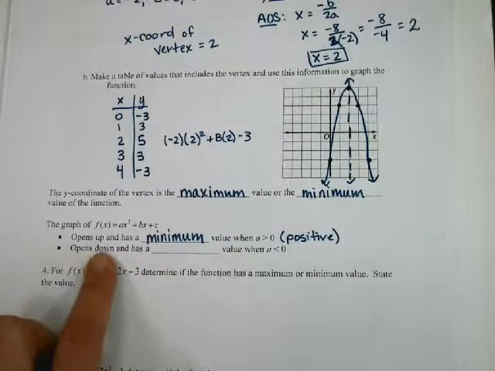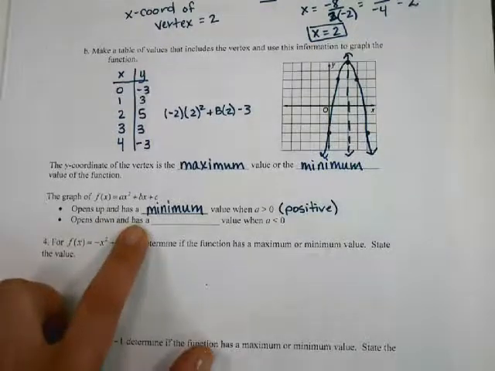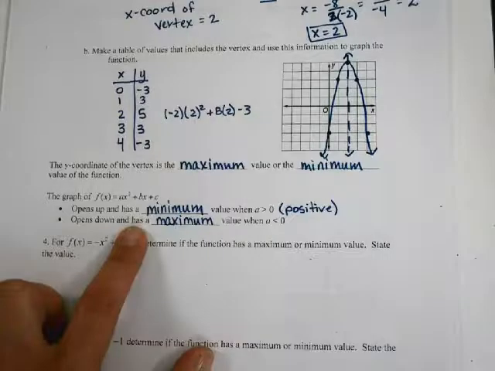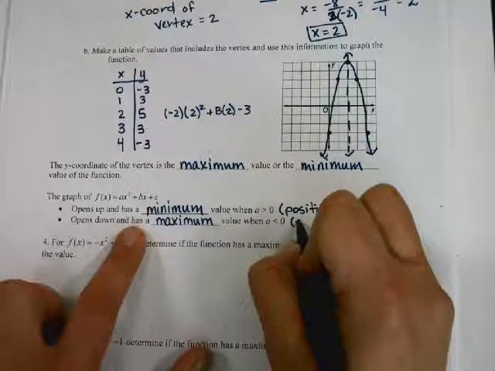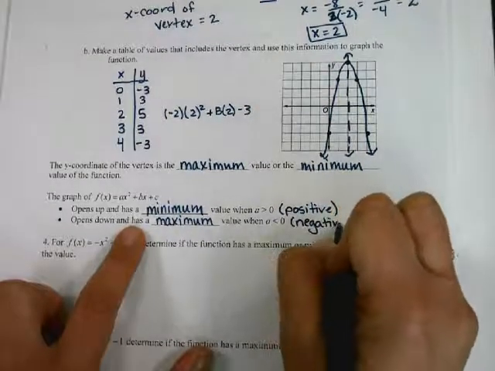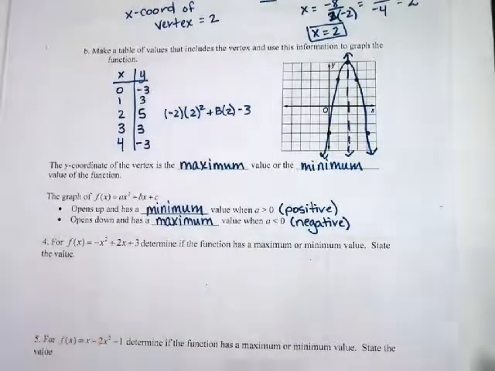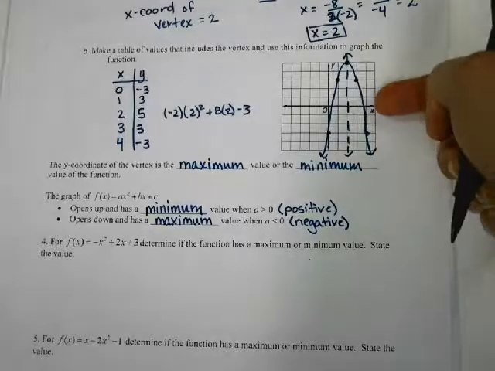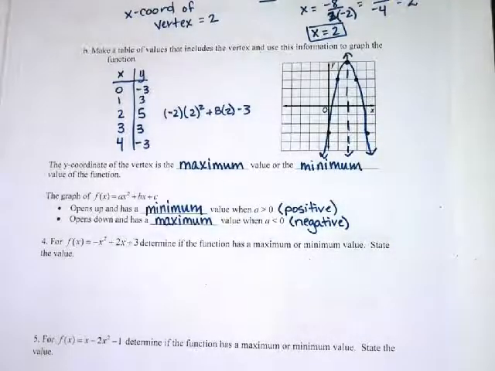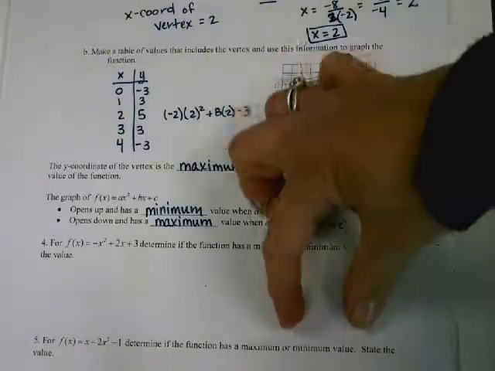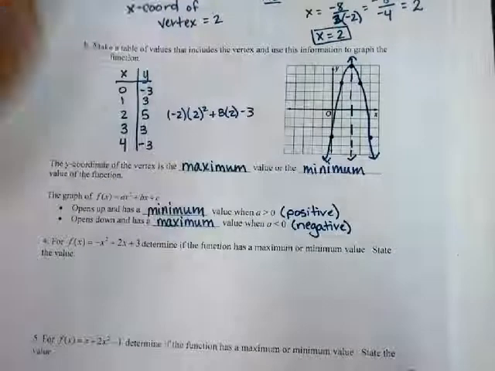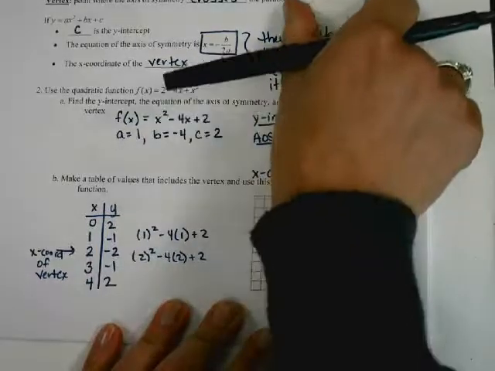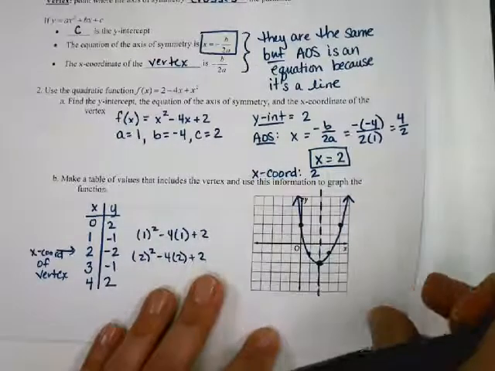The graph of f of x equals ax squared plus bx plus c opens down and has a maximum value when a is less than 0 or when a is negative. So this guy right here has a maximum value of y equals 5, but he doesn't have a minimum value because he goes forever and ever. He's going down this way forever, towards negative infinity. This guy has a minimum value, but no maximum value because he's going to go forever towards positive infinity.